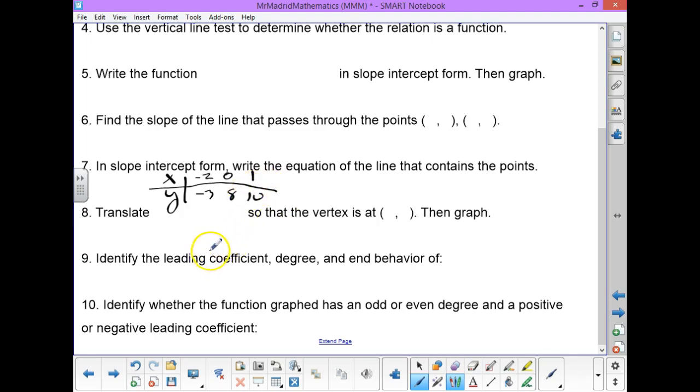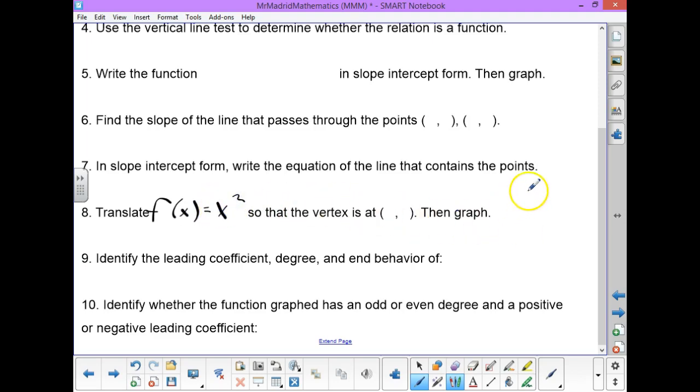Alright, so again, make sure that you look at your notes on that. Alright, moving on. Number 8, you'll be asked to translate some graph so that the vertex is at such and such, then graph. Let's look at one example: f of x equals, let's say, a parabola.